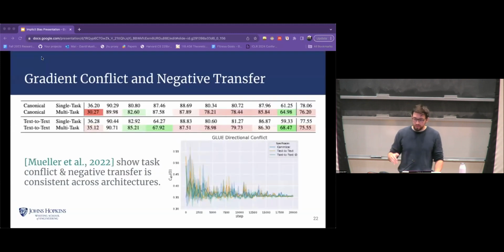Additionally, there's also been work that suggests that conflict and negative transfer are highly correlated in other ways. So for example, last year at EMNLP, we had a findings paper where we studied gradient conflict and negative transfer in two different multitask NLP architectures. And what we found is that gradient conflict and negative transfer were largely consistent. So not only does this suggest that conflict and negative transfer are really correlated, but also that they're kind of intrinsic to the tasks and less so to the architectures that we're using to train these tasks.